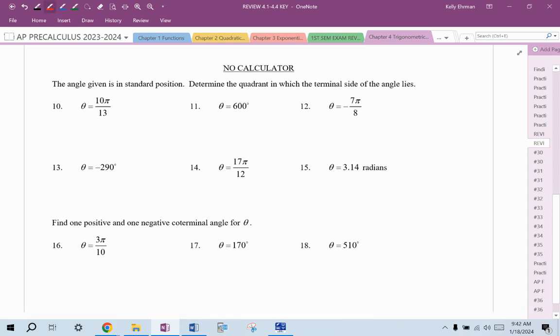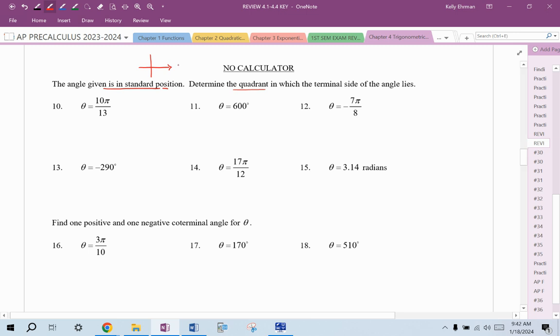On to the no calculator part of the review. So this goes all the way back to 4.1. The angle is given in standard position, meaning the initial side is on the x-axis and the terminal side is somewhere else. Determine the quadrant in which the terminal side of the angle lies. So hopefully this is a little easier now that we've had some more unit circle stuff.